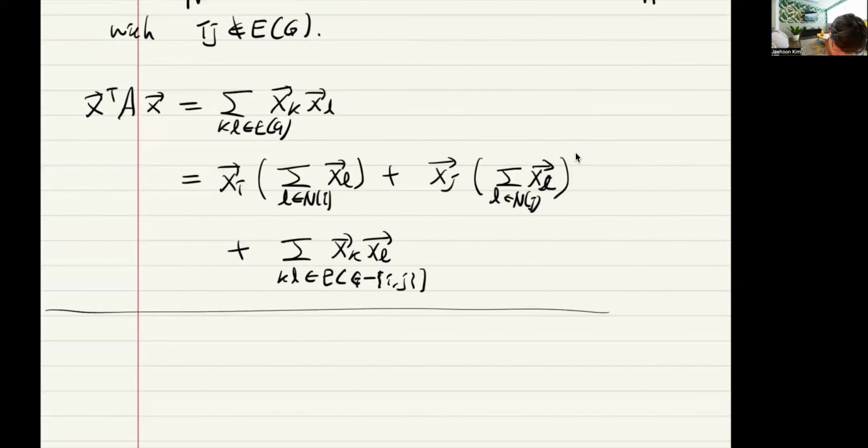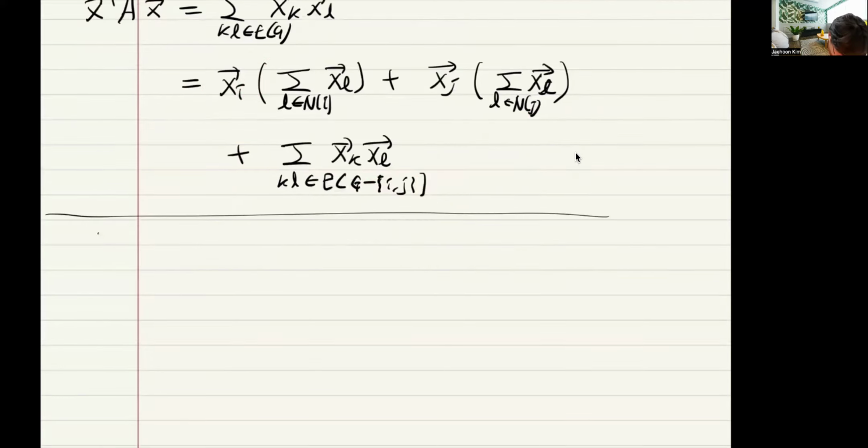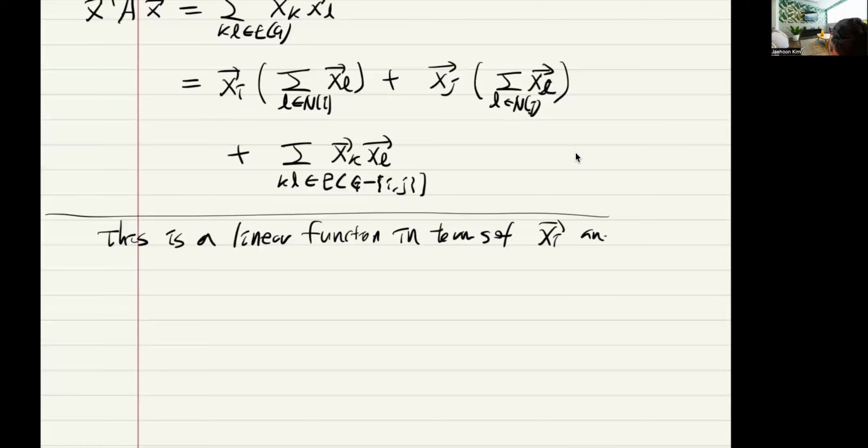Now what? Here, ij is not an edge. So this is a linear function in terms of xi and a linear function in terms of xj. Let's consider each of these two as a variable, and then the rest of them are constant. And this is a linear function in terms of xi and xj, which are the variables for us.